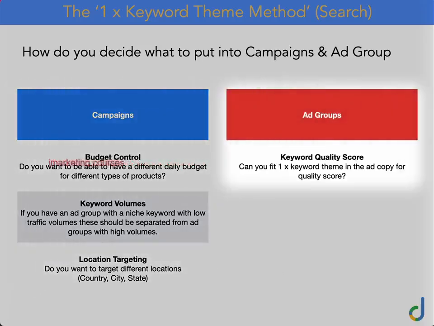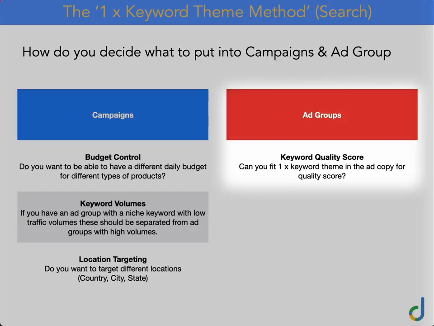And how do you decide what to put into different ad groups? This really comes down to your keyword quality or keyword theme. It's all about whether you can fit one keyword theme into the ad copy and quality score. People ask how many keywords per ad group. For me, it really comes down to how many keywords fit into that keyword theme where the ad copy and the landing page are relevant. As soon as you get an ad group where the ad copy and the landing page aren't relevant for some of those keywords, that's when you need to break them into a different ad group.